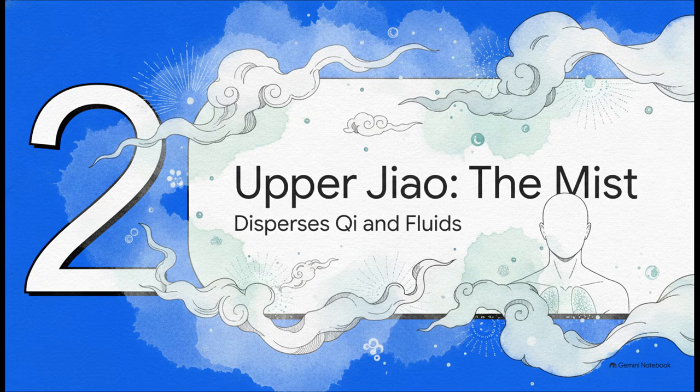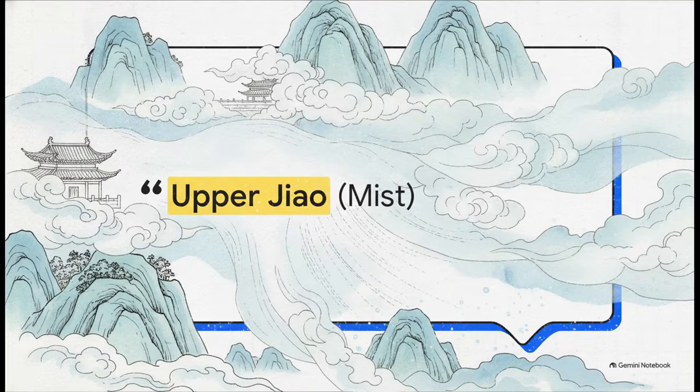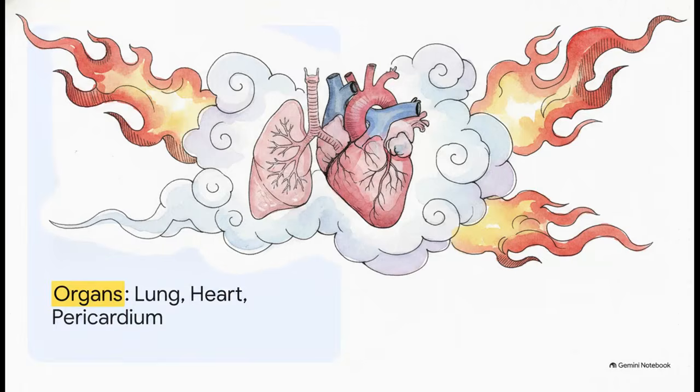Section 2, Upper Jiao. The mist that disperses qi and fluids. Traditional texts refer to this highest area as a mist. I just love this imagery because it so perfectly describes the function. The Upper Jiao disperses qi and fluids, regulating respiration and circulation, kind of like a fine, gentle mist spreading outwards and downwards through the body. So the organs living in this mist are the lung, the heart, and the pericardium.